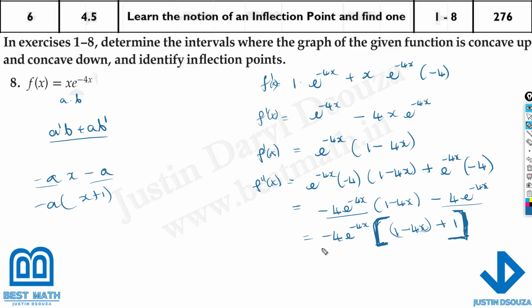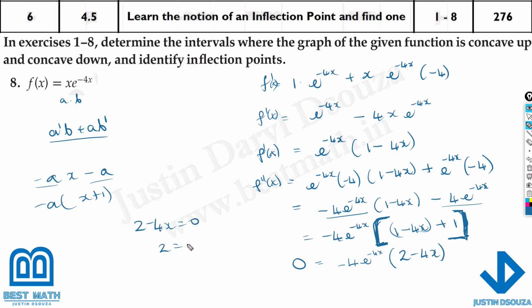Next, here what happens is you can simplify. This is going to be minus 4e to the power minus 4x. What happens here? It's 1, 1. It's not going to cancel. Sorry, my bad. It's plus. So 1 plus 1 is 2 minus 4x. That's remaining. This is all equal to 0. When you take this to the other side, this all dissolves. Now, what about this? It's going to be 2 minus 4x is equal to 0.